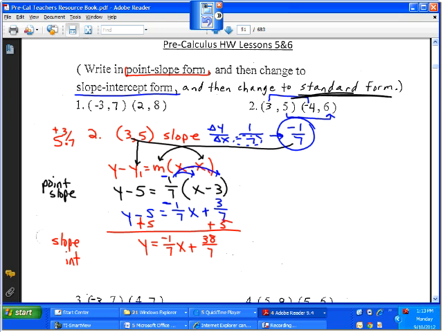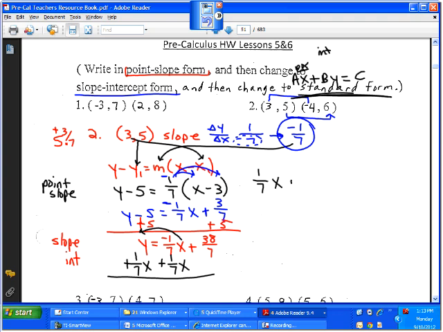The next thing we want to do is we need to go from slope-intercept to standard. And what does standard form look like again? Good. AX plus BY equals C, where A, B, and C are integers, and A is usually positive. So to make it look like that, we got to move the X to the other side, remembering to change the sign when you cross over. I'm going to put it over here. We're going to have 1/7 X plus Y is equal to 38/7.